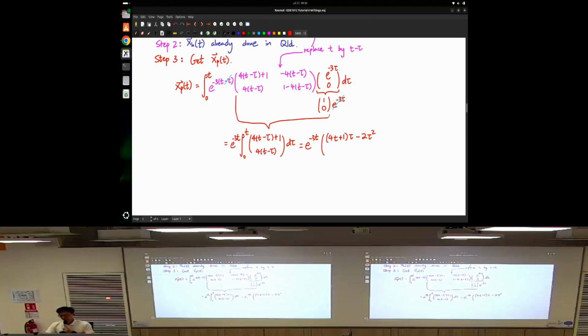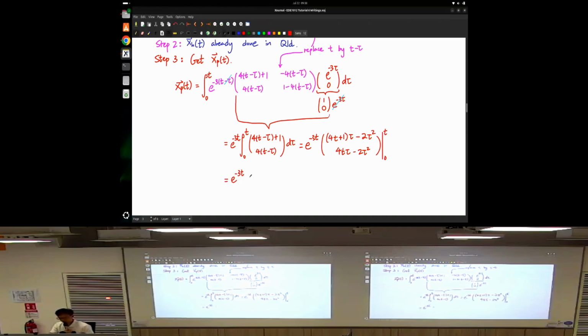Okay, so this one is the same thing. It's 4t times tau, then minus 2 tau square, and minus 4 tau. You integrate, get 4 tau square over 2. So therefore you must remember to plug in the 0 and t for the limits. You just compute that and you get the answer already, I mean as in for the particular integral.